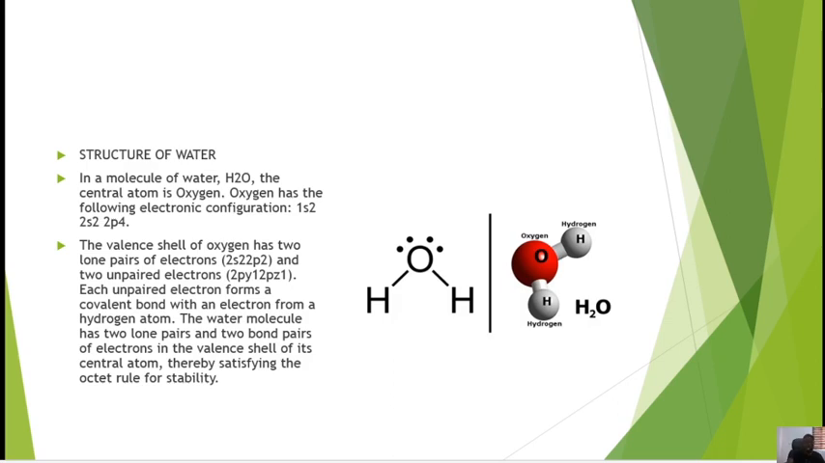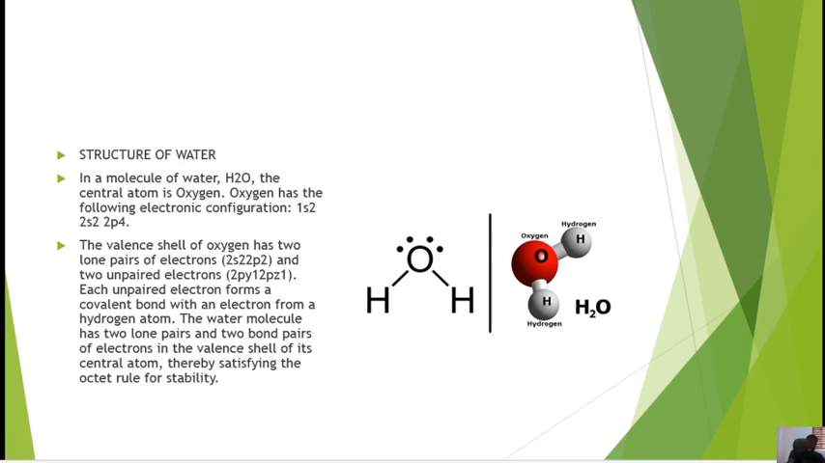In a molecule of water, there are two elements, hydrogen and oxygen. You'd have two atoms of hydrogen and one atom of oxygen. Oxygen in this particular structure is the central atom, and it has the configuration of 1s2, 2s2, and 2p4. This particular configuration implies that its valence shell will have two lone pairs of electrons and two unpaired electrons.